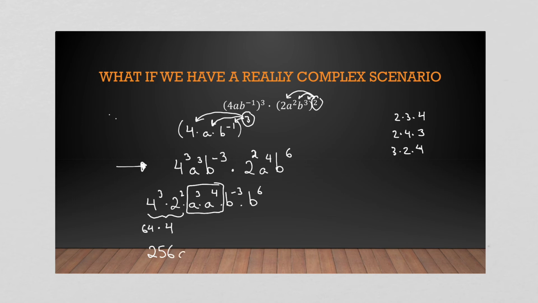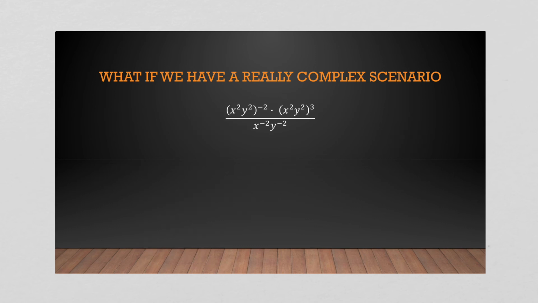And now we have a's here, and we're multiplying them. So we add the exponents. We get a to the 7. Then we have b's here, and we're adding the exponents. So we get b to the power of 3. So that is how you would manage a multivariable, multi-numerical complex exponents question. You're going to see a lot of those in grade 10, so it's worth getting a bit of practice here.